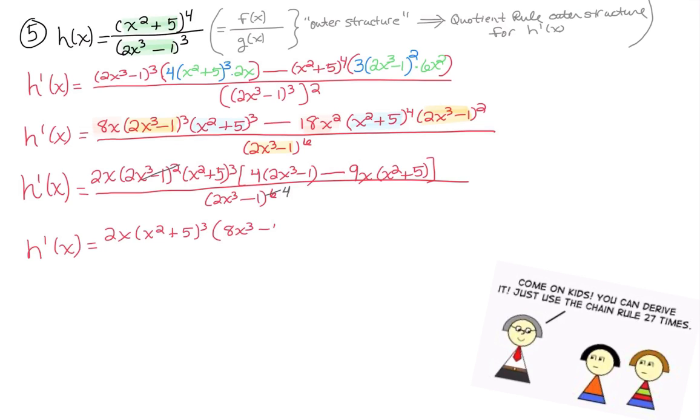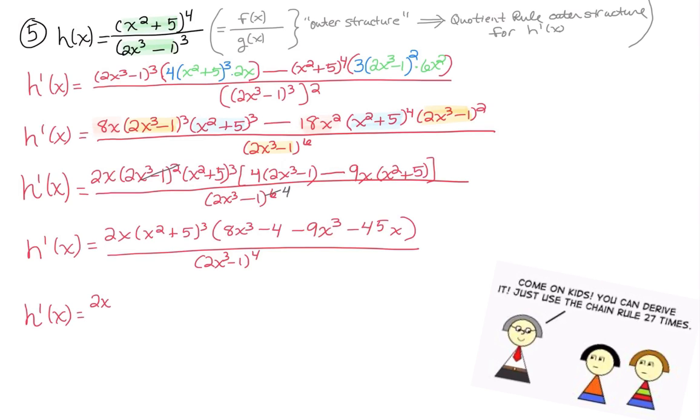So if I distribute through the 4, 8x cubed minus 4. If I distribute through the 9x, minus 9x cubed minus 45x, looks like there. And so, of course, this is now all over the binomial to the 4th. And so that looks about as good as we're going to get it. 2x, x squared plus 5 to the 3rd.